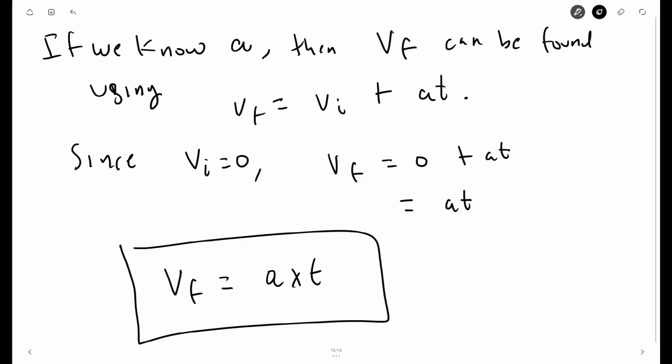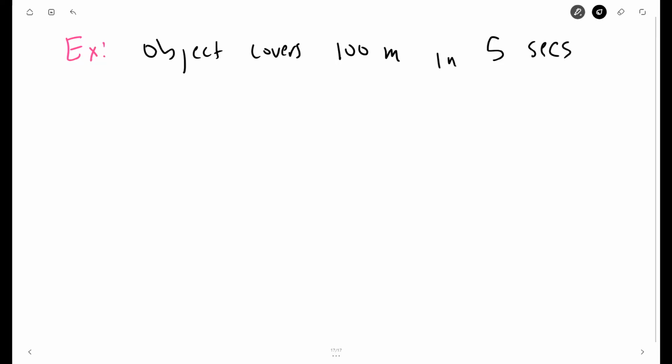Now let's give you one example. So suppose an object covers a distance of 100 meters in 5 seconds. We can find the acceleration. So now we want to know, find the acceleration.